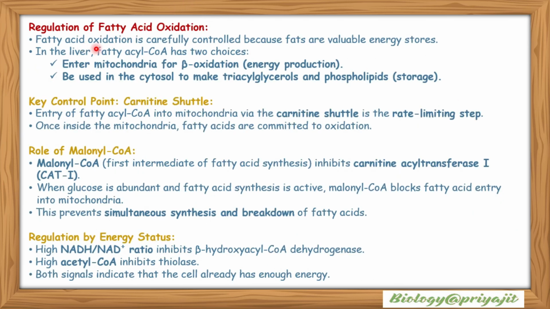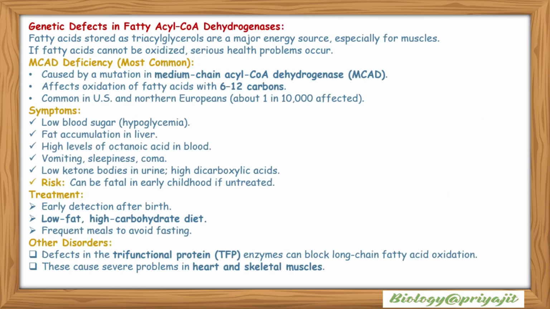So regulation of fatty acid oxidation in the liver: fatty acids enter mitochondria for beta oxidation for energy production, and are used in the cytosol to make triacylglycerol and phospholipids for storage. The key control points are the carnitine cycle, the role of malonyl-CoA, and regulation by the energy status. This is the genetic defects in fatty acyl-CoA dehydrogenase enzyme.